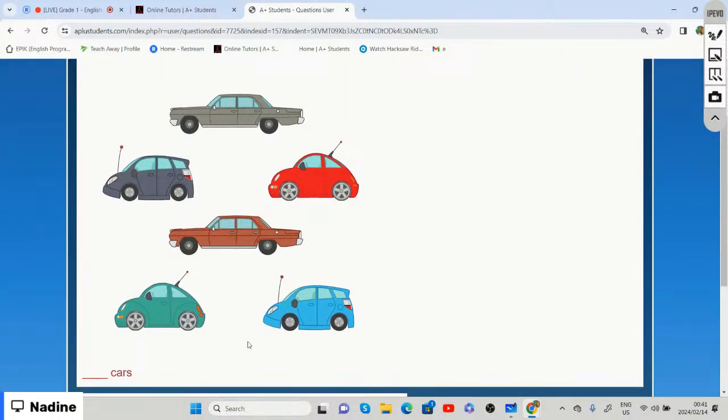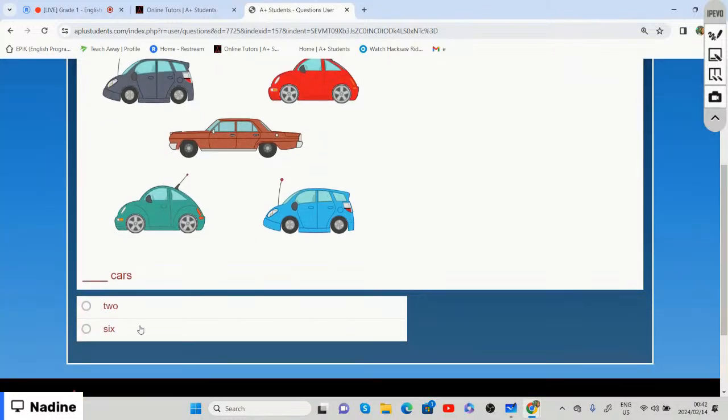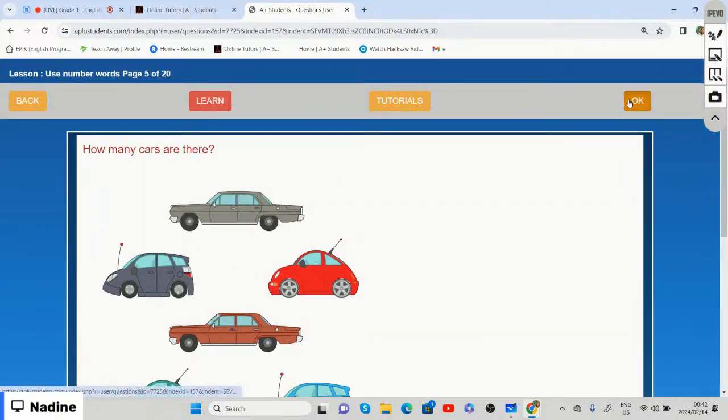All right. So how many cars are there? So how many cars are there? And if we look at the cars, we'll say there's 1, 2, 3, 4, 5, 6. So we can say there are 6 cars all together.